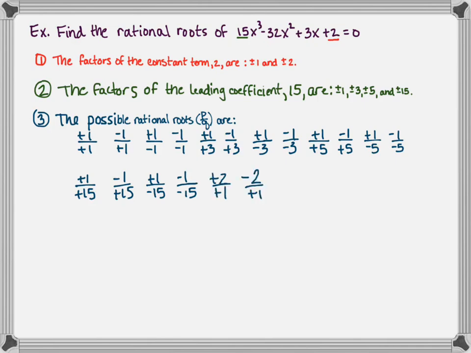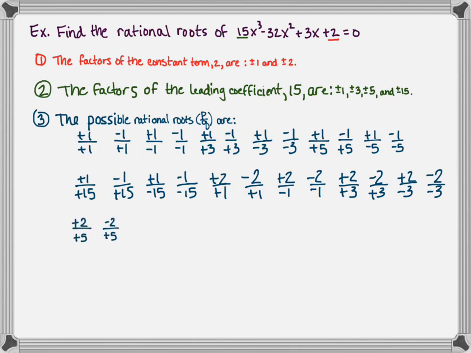Halfway there. Positive 2 over positive 1, negative 2 over positive 1, positive 2 over negative 1, negative 2 over negative 1. Then the same with 3, 5, and 15 in the denominator: positive and negative 2 over positive and negative 3, over 5, and over 15.